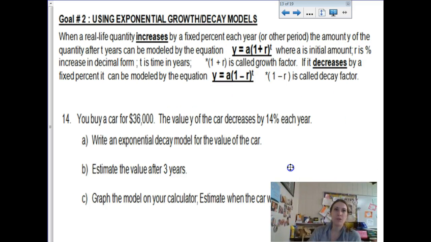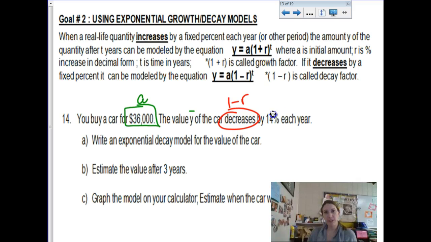Alright. This next one, we buy a car for $36,000 and the value decreases by 14% every year. So this $36,000 is the initial value that we're going to put into the front of the function. And then it's decreasing, so we're going to use the 1 minus r formula. And then our r is 14%, which we're going to write as 0.14. So write the exponential decay model first. I'll use y equals 36,000 times 1 minus 0.14 to the x power, t power, whatever you want.